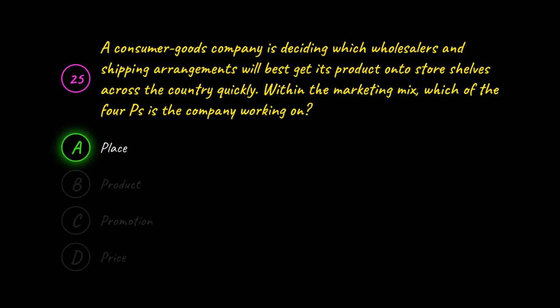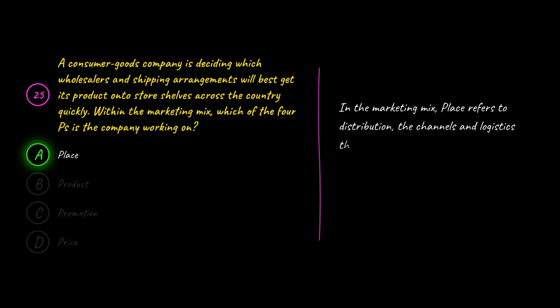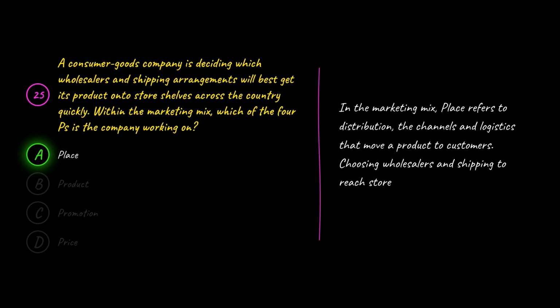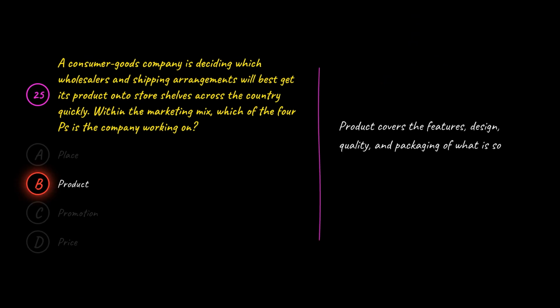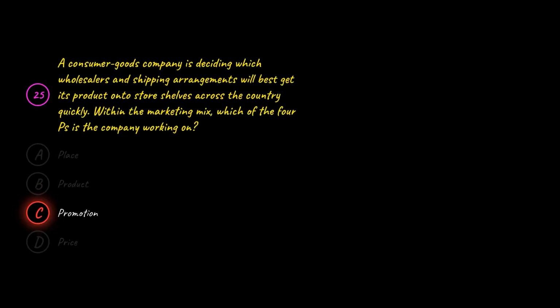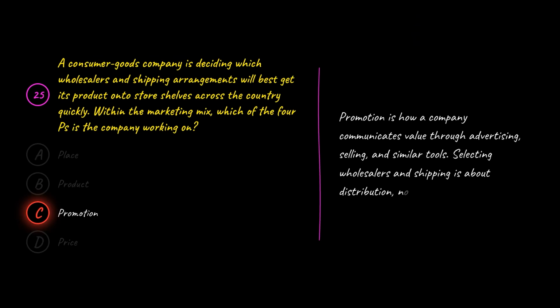The correct answer is A. Place. A is correct because in the marketing mix, place refers to distribution, the channels and logistics that move a product to customers. Choosing wholesalers and shipping to reach store shelves is a distribution decision, which is place. B is wrong because product covers the features, design, quality, and packaging of what is sold. The company is deciding how to deliver the product, not what the product itself is. C is wrong because promotion is how a company communicates value through advertising, selling, and similar tools. Selecting wholesalers and shipping is about distribution, not messaging.